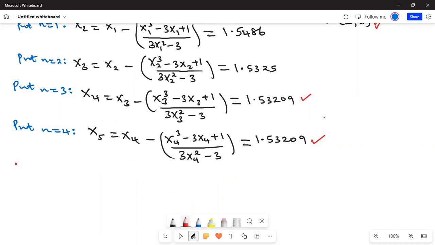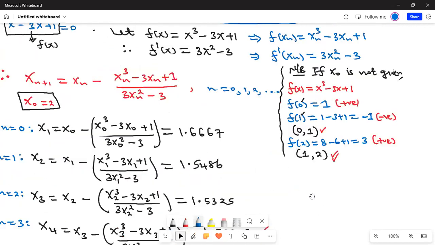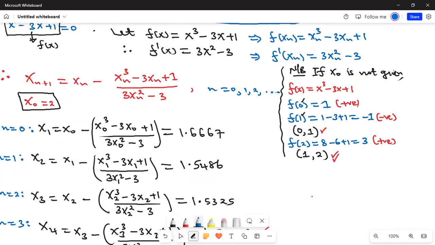So therefore, the root near to is x is equals to 1.53209. So that is the root that exists in the interval 1, 2. Remember, if you are supposed to find all the roots, there's another one between 0 and 1, and if you proceed, there's a third root. So we have found the first root.